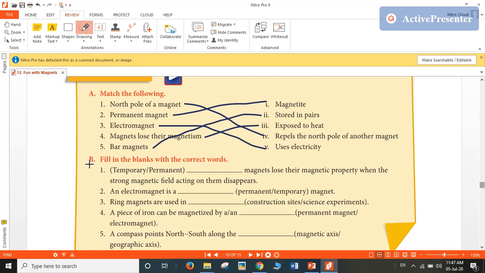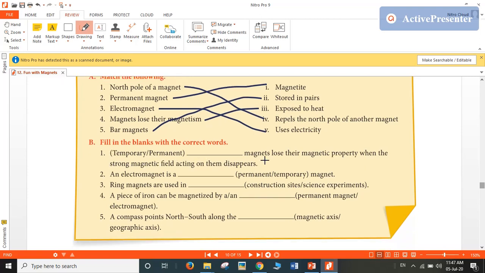Then fill in the blanks with correct words. Which magnets lose their magnetic property when the magnetic field acting on them disappears? Those kinds of magnets are called temporary magnets.